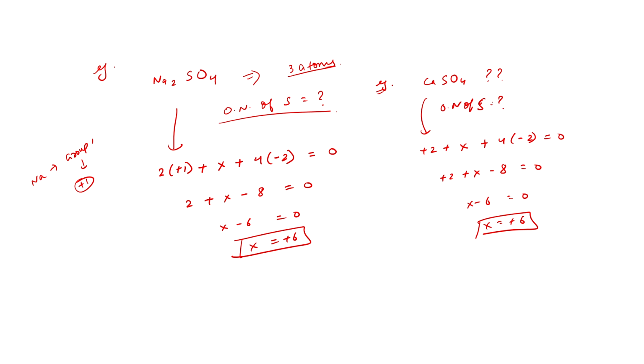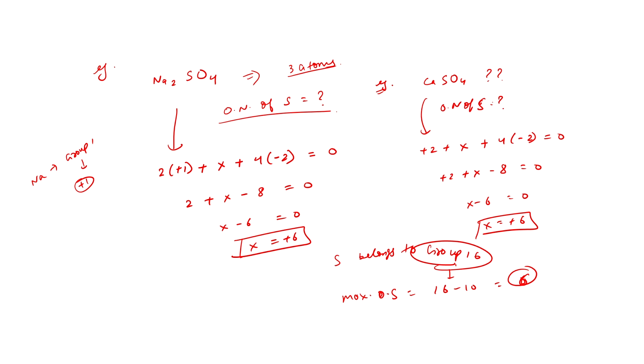Just remember this thing: sulfur belongs to group 16, right. That means sulfur can have a maximum oxidation state of 16 minus 10, that is 6. So, this +6 oxidation state of sulfur is possible, okay, because the maximum oxidation state of group 16 can be 6. So, the sulfur is in +6 oxidation state.